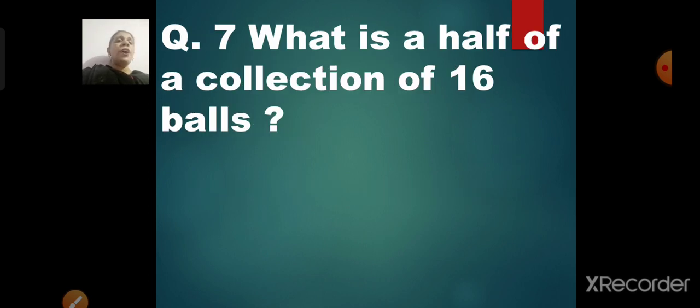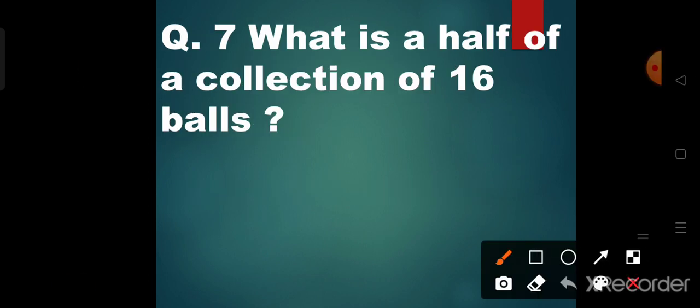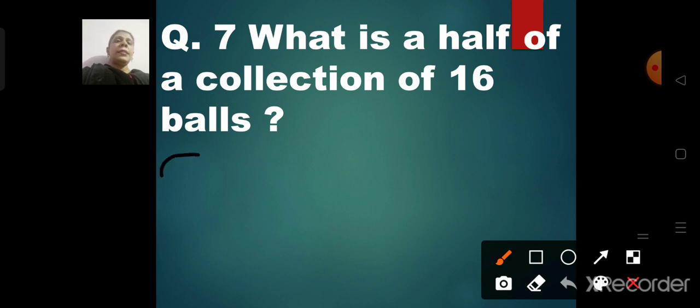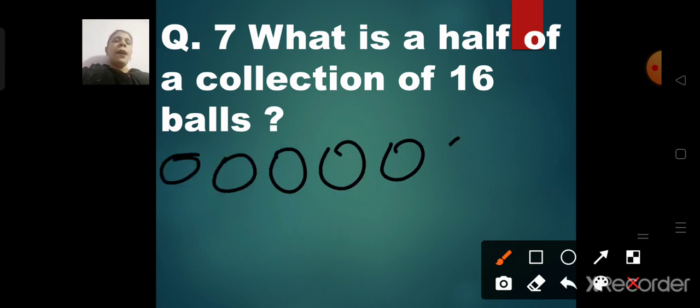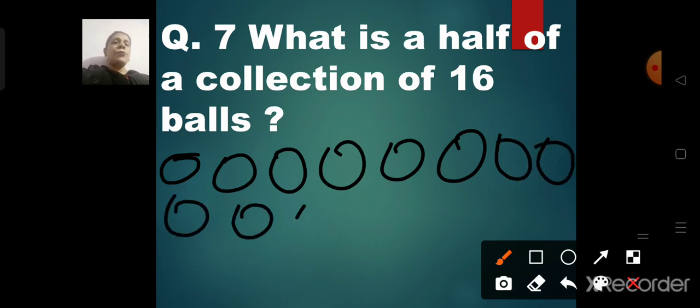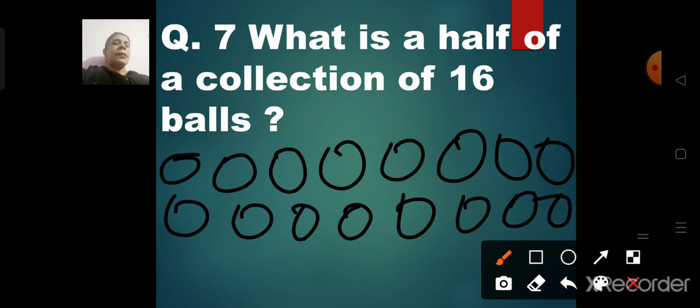What is a half of a collection of 16 balls? Now I'll make 16 balls. Okay, 1, 2, 3, 4, 5, 6, 7, 8. 1, 2, 3, 4, 5, 6, 7, 8. Now let me count and see whether it is 16.